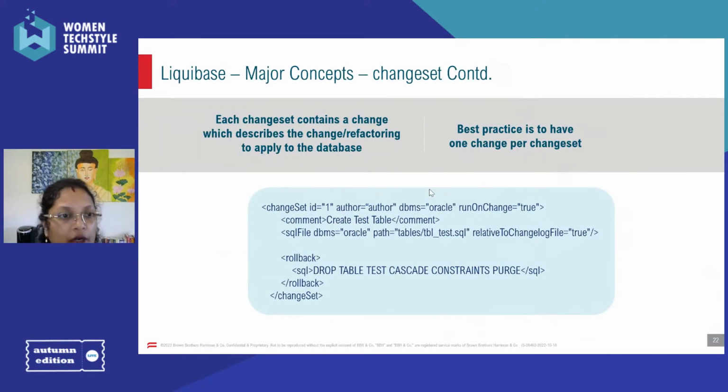Okay, so a little bit more about change sets. Each change set contains a change which describes the change or refactoring that should be applied to the database. The best practice is to have just one change per change set. If you look at the slide below, there is a sample change set which has an ID, an author, and an optional comment. Then it refers to a SQL file, which could be any file, but in this case, it's a create table file. And then an equal and opposite rollback, which basically drops the table that we created in the change set.